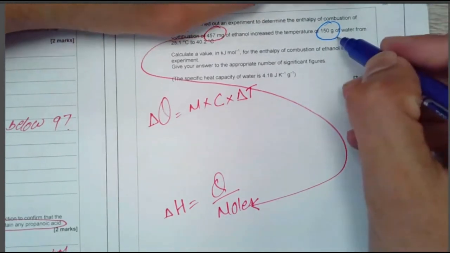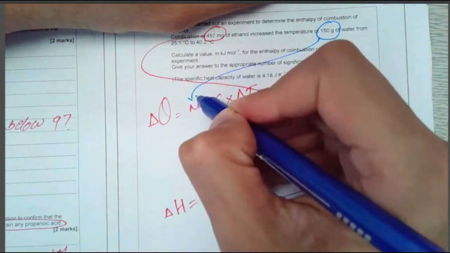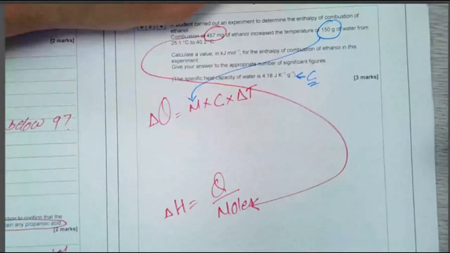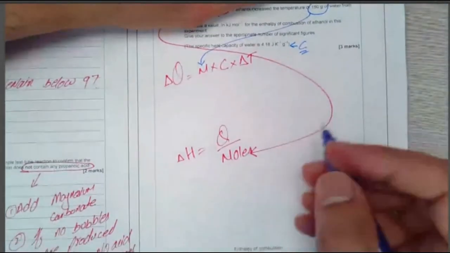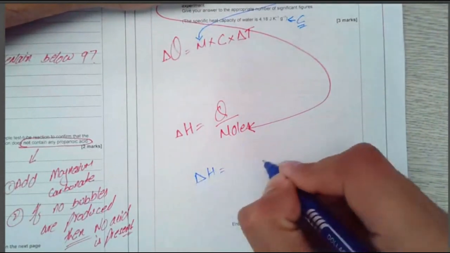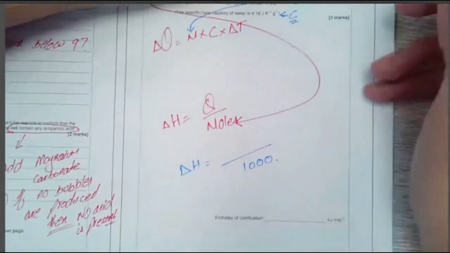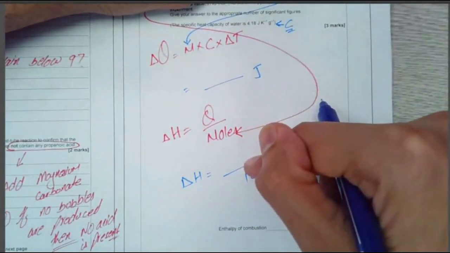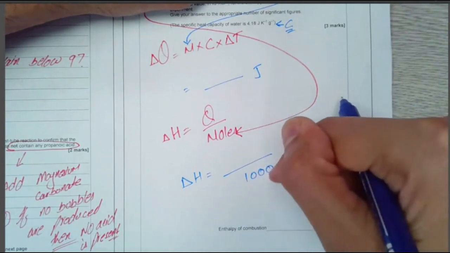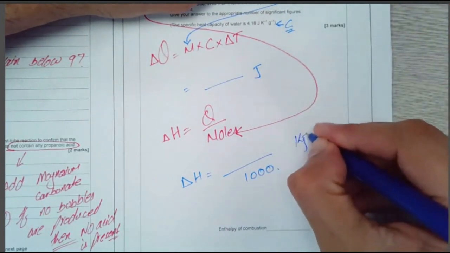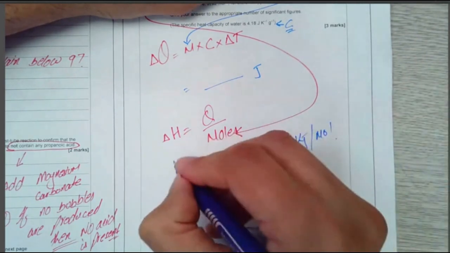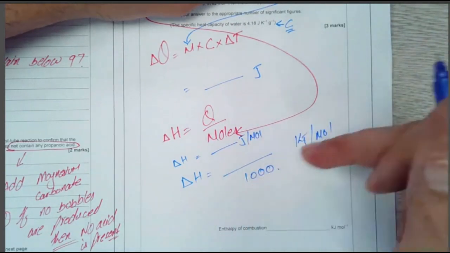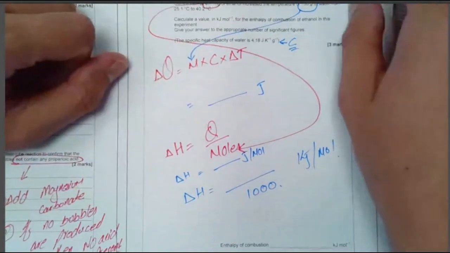So this is your mass of water, and specific heat capacity is given to you as C. Remember, this value will come out in joules, so delta H will be in joules per mole, and then you have to divide this by 1,000 to change it into kilojoules per mole. So you have delta H from here, in joules per mole, and then you divide that by 1,000, and it'll give you kilojoules per mole. Easy question, not hard.